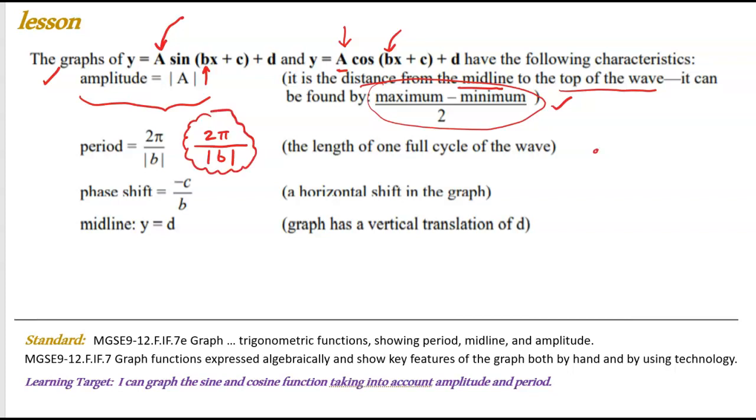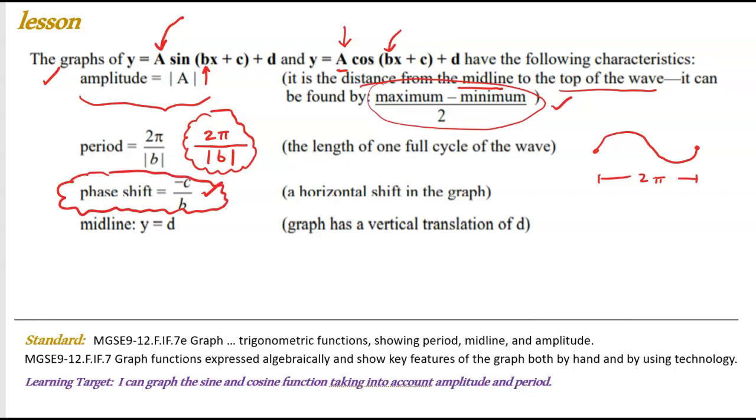Okay, so initially one wave had a distance of 2 pi. But the length of the wave, called the period, will change. It's dependent on that B value. Now, phase shift is going to shift my graph left and right. That's the hardest of them all. We'll do that in our next video.